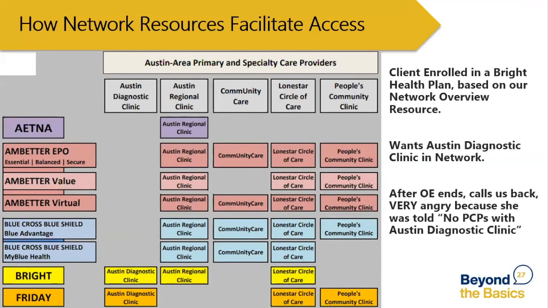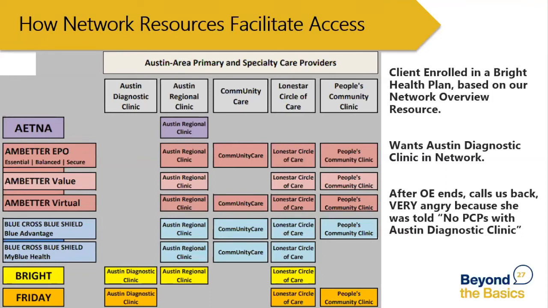So as you guys can see, Bright from our chart shows in network with Austin Diagnostic Clinic. This is a big clinic in the Austin, Texas area. Obviously, we are not able to list every single clinic, but this is one of the big ones. So part of the work in building this resource is ensuring we know where clients can use their plans locally. So a client picked Bright, connected to the fact that they were told by an assister who was part of our program that it was in network with Austin Diagnostic Clinic.